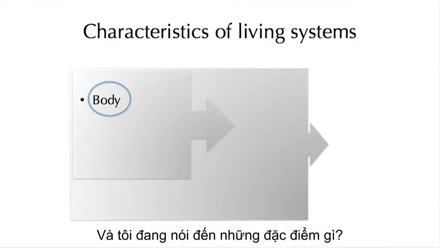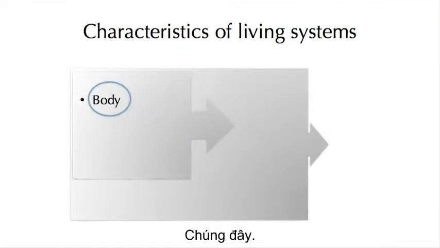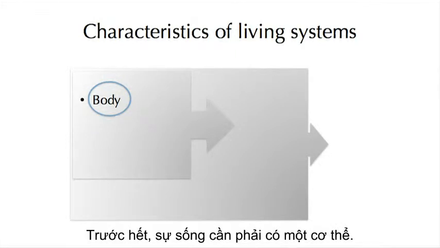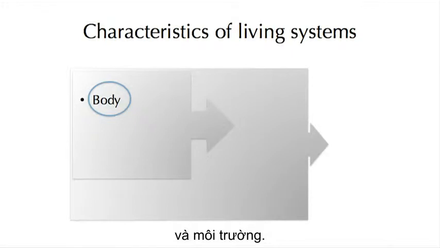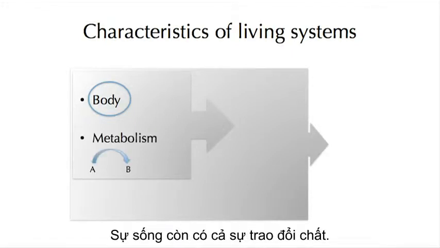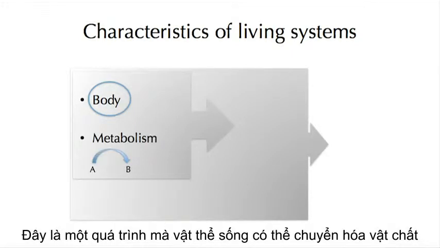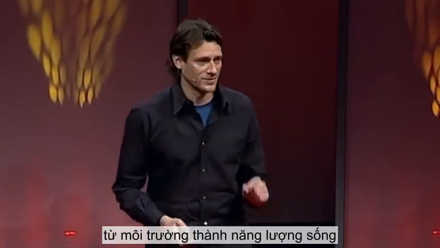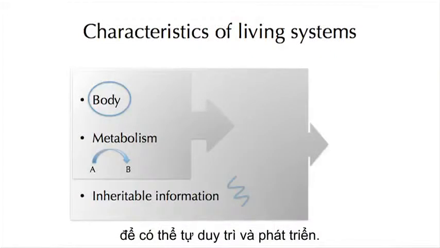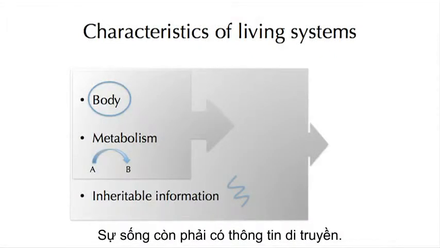So what are these characteristics that I'm talking about? These are them. We consider first that life has a body. Now this is necessary to distinguish the self from the environment. Life also has a metabolism. Now this is a process by which life can convert resources from the environment into building blocks so it can maintain and build itself. Life also has a kind of inheritable information.